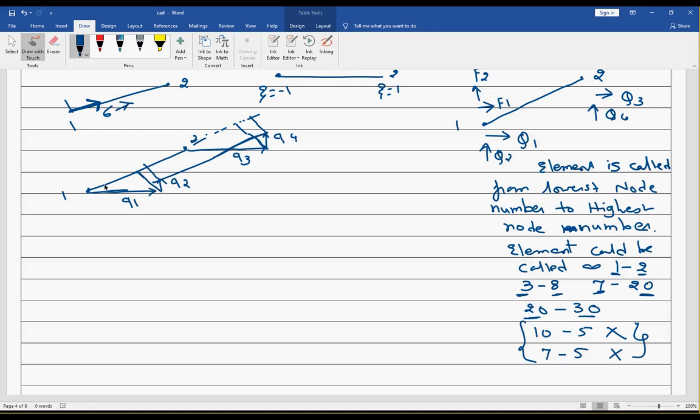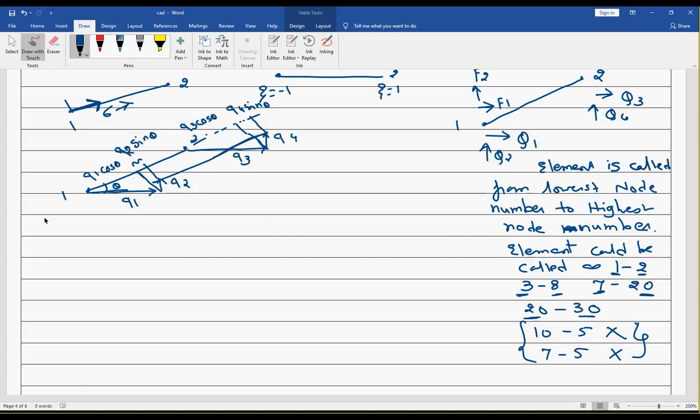So if I consider this angle to be theta, this length will be Q1 cos theta, and this length will be Q2 sin theta. Similarly, this length will be Q3 cos theta, and this will be Q4 sin theta. Okay.